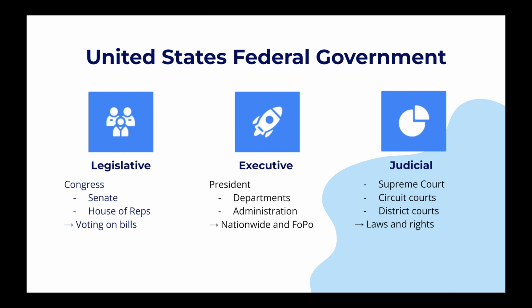The final branch is the judicial branch, which is composed of the Supreme Court, circuit courts, and district courts. Evidently, the judicial branch mainly focuses on laws and protecting human rights and other liberties that people have.